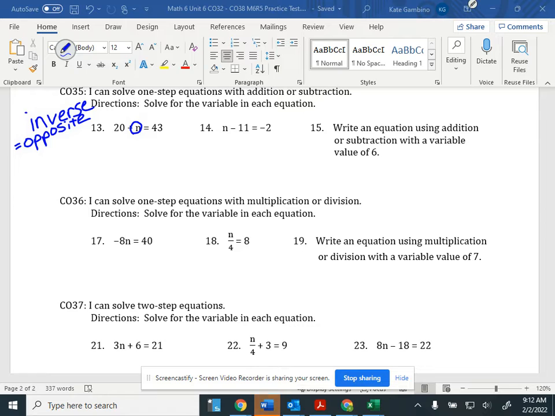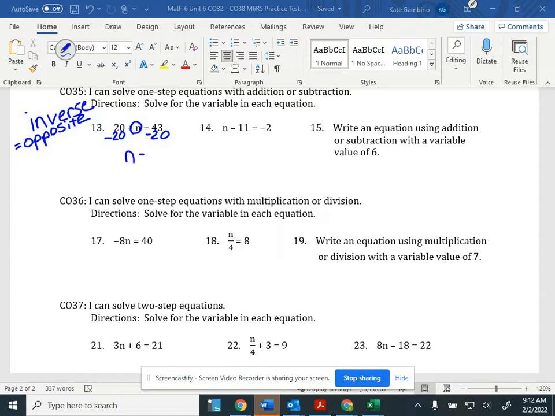So we want to do the opposite to get rid of that 20. If that's a positive 20, what's the opposite of it, Nolan? Subtraction. Yeah, I'm going to subtract 20. What I do to one side, I have to do to the other side of the equal sign. So if it's plus 20, I want minus 20. 20 minus 20 is 0. Don't need to write a 0 down because 0 plus n, that's just redundant. We don't have to do the 0.